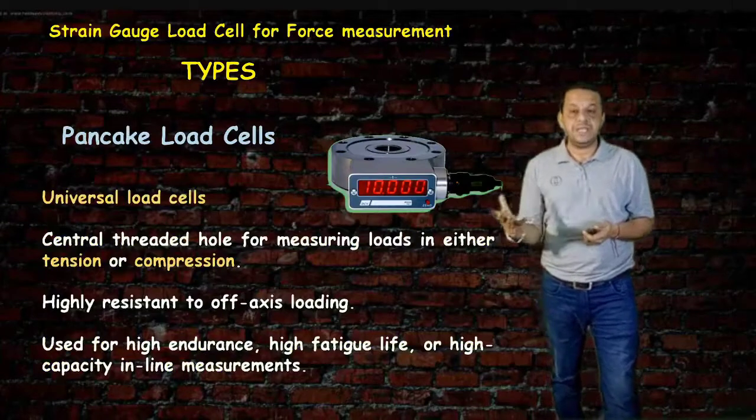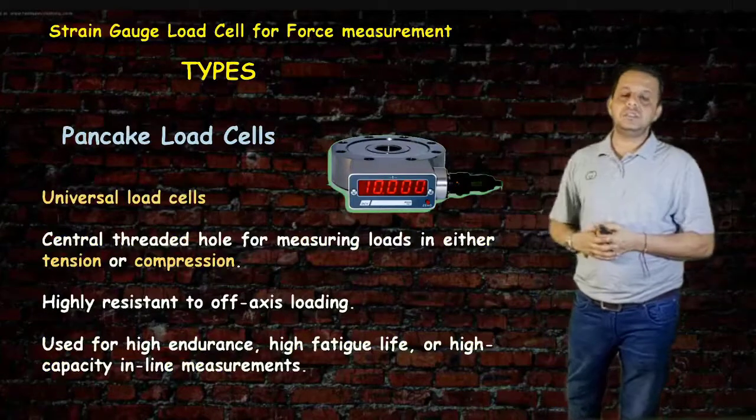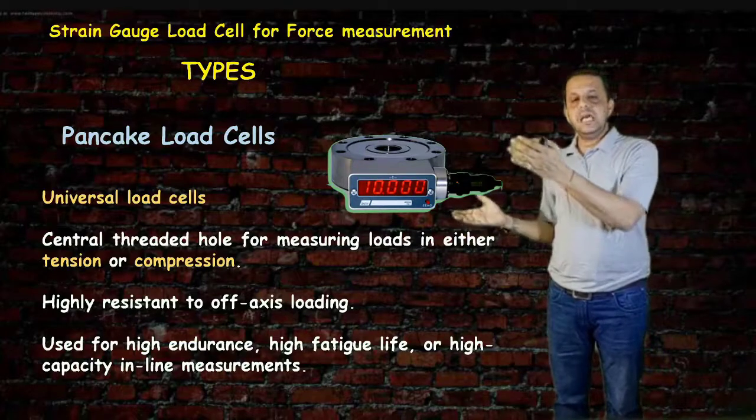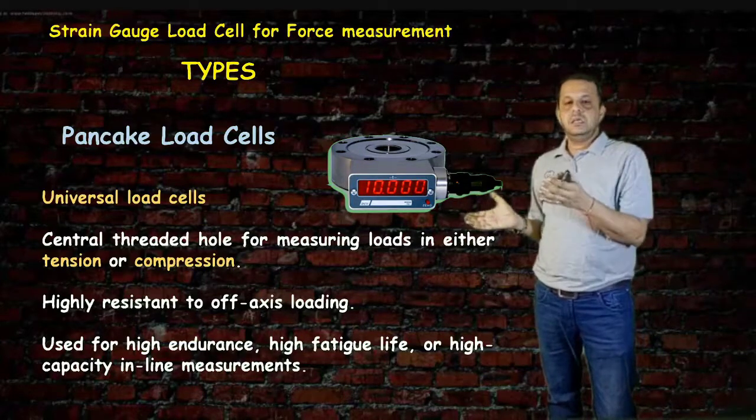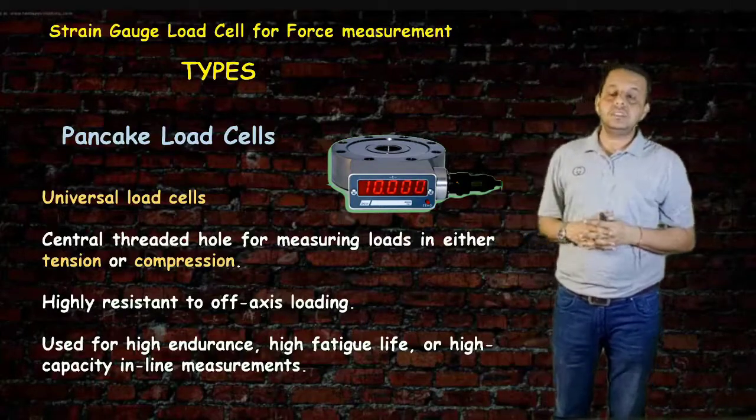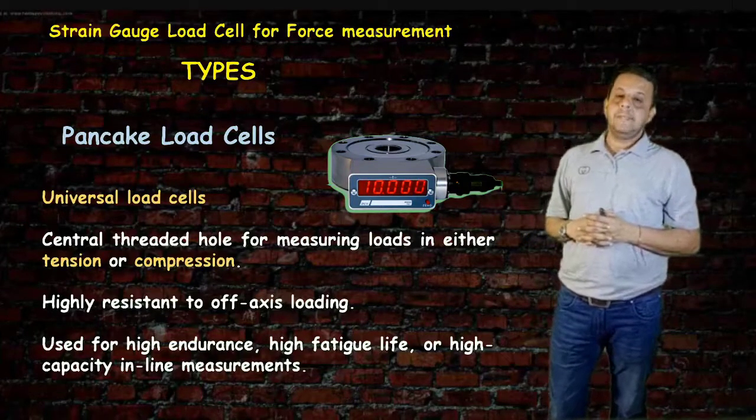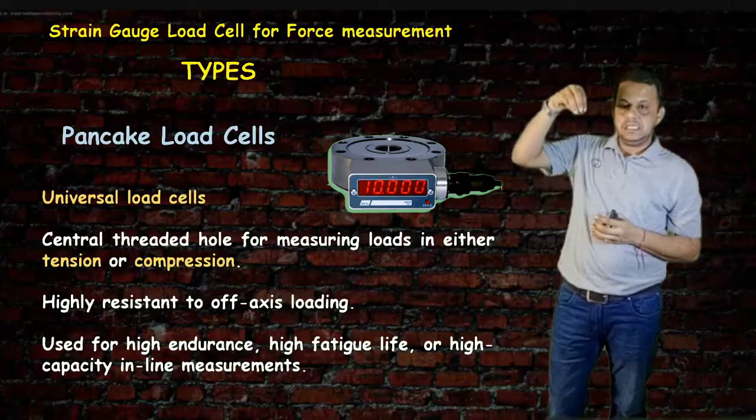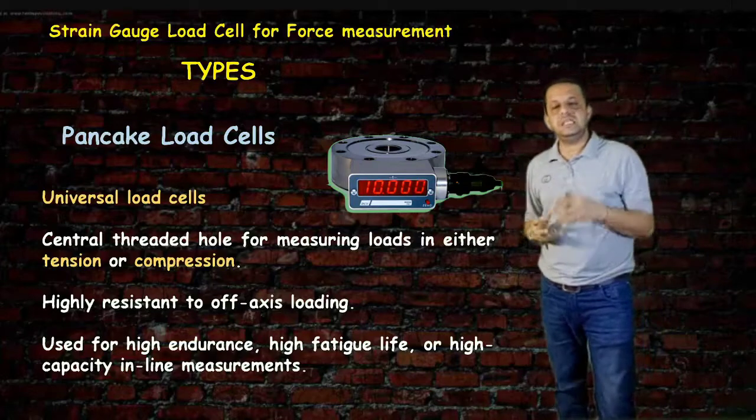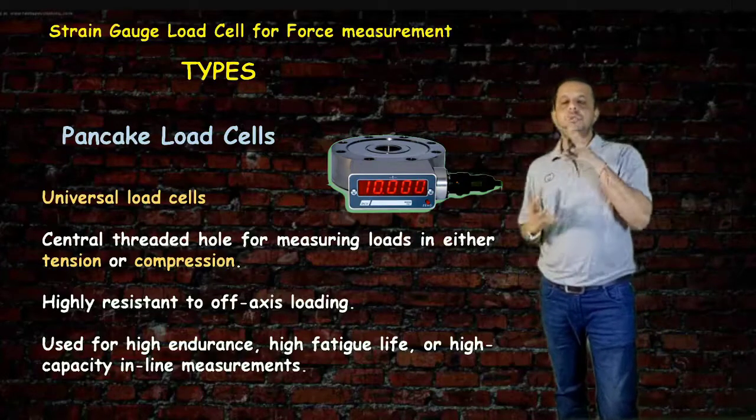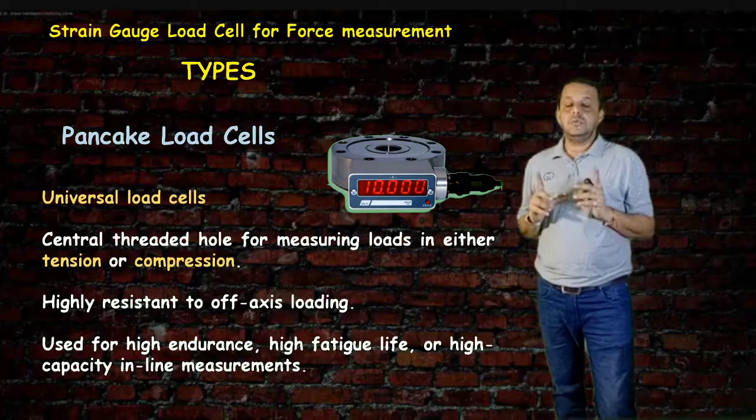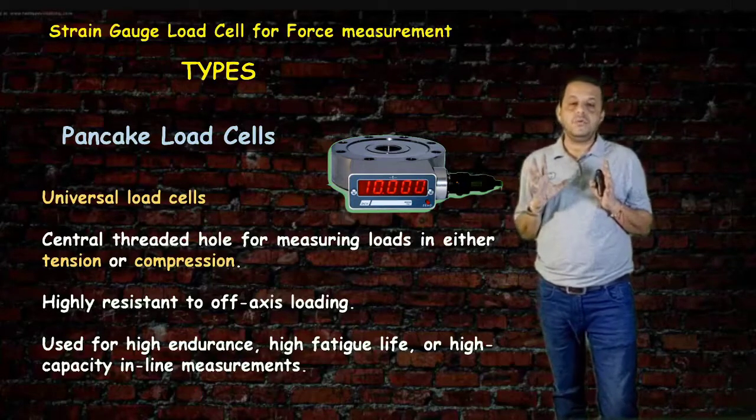The next is the pancake load cell, that we saw this word in the previous session, where the diagram is like a cake having some toppings on it, and it is also known as universal load cell. A centrally threaded hole is given for measuring load in either tension or compression, both the cases. And it is very resistive to off-axis loading.